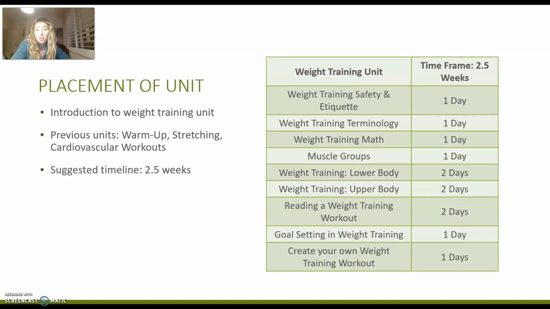So I recommend this lesson as an introduction to a weight training unit. Previous units I recommend reviewing before moving into this unit would be warming up, stretching, cardiovascular workouts. A suggested timeline for a full weight training unit in the virtual setting is 2.5 weeks, and I have a sample unit schedule. This lesson only takes 1 day.